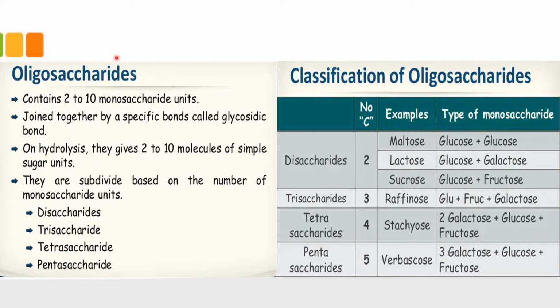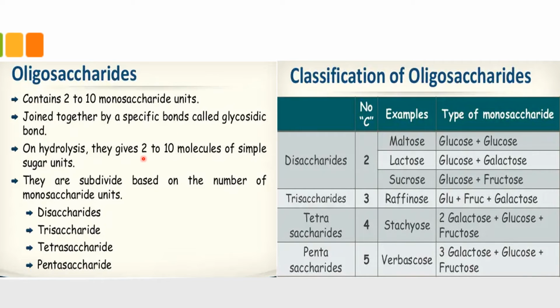So the next one is oligosaccharides. If a sugar contains 2 to 10 monosaccharides, then we call that type of sugar an oligosaccharide. How are they combined? They combine with a specific bond called a glycosidic bond with the removal of water. When two sugars are combined, a molecule of water is removed and they form a glycosidic bond. This is how the glucose units are combined and it is produced.